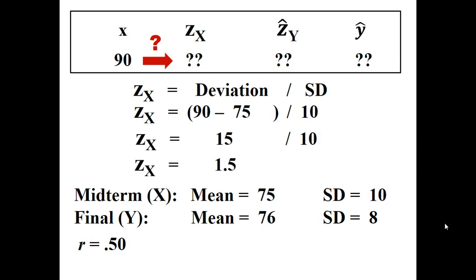The z of x equals 1.5. So if the z of x equals 1.5, we'll write it up here. We put that into the box. Now we're ready for the next step. Remember, we're trying to fill in all the numbers in this box.